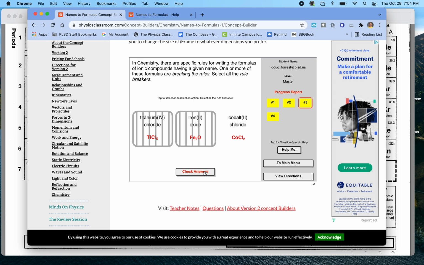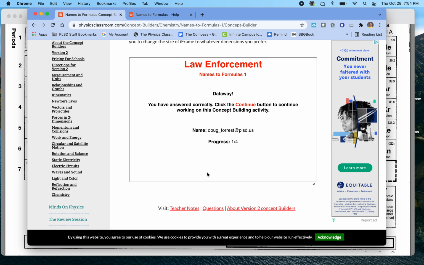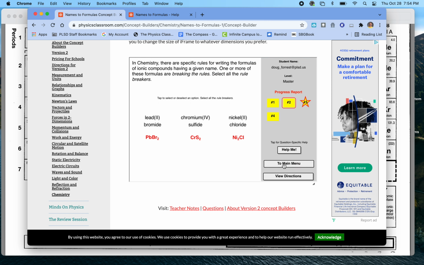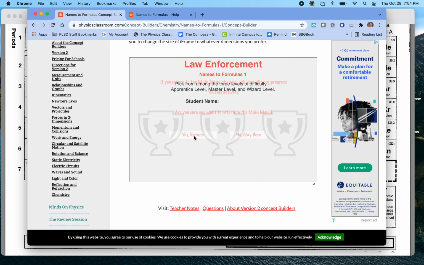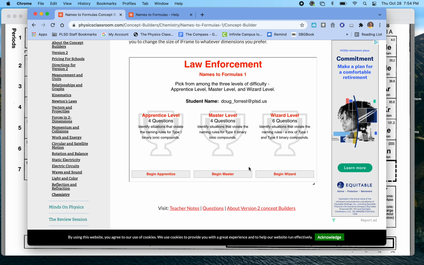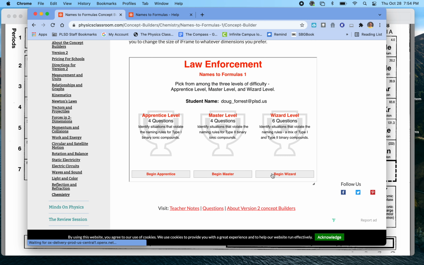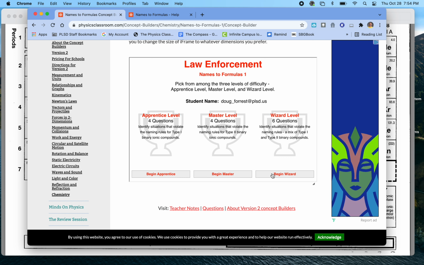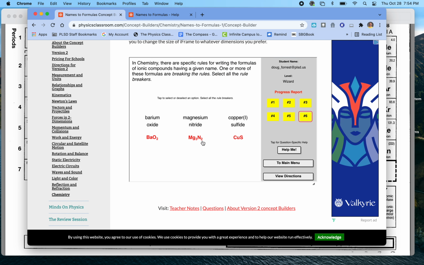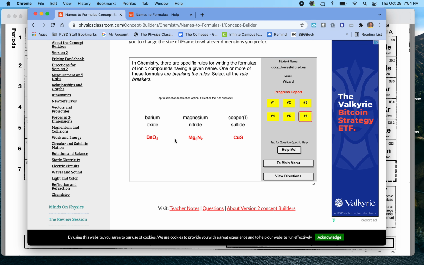So sometimes these can have all 3 be breaking the rules. Sometimes it's just 1, sometimes it's 2. Normally it's 1 or 2. So I'm going to check the answers to this. There we go, so I got that correct. I'm going to go back to the main menu. And I'm going to take a look here at the wizard level. So this is a mix of the type 1 and type 2.